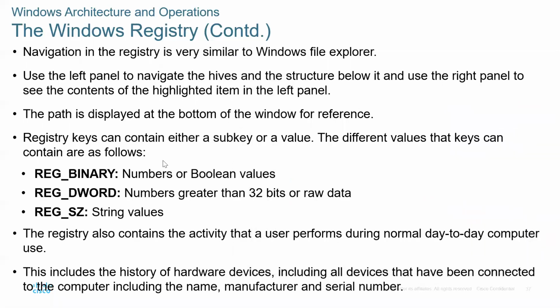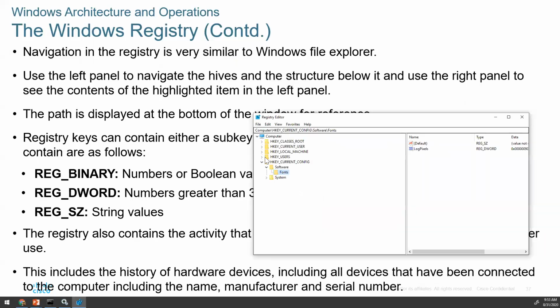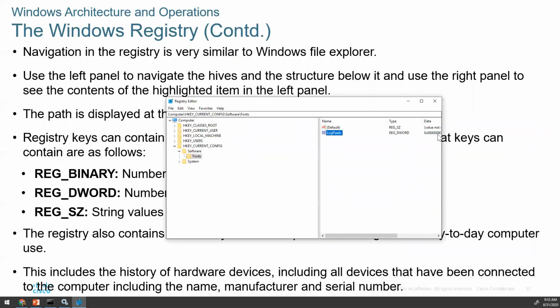Registry keys can contain either a sub-key or a value. You'll notice here, these are sub-keys, and these are values over here at the right. Each one of these values has a different type, as you can see over here. So this one is a DWORD, this one is an SZ, etc.